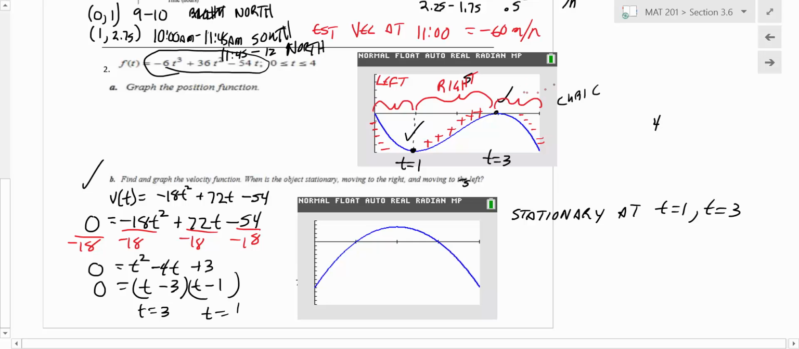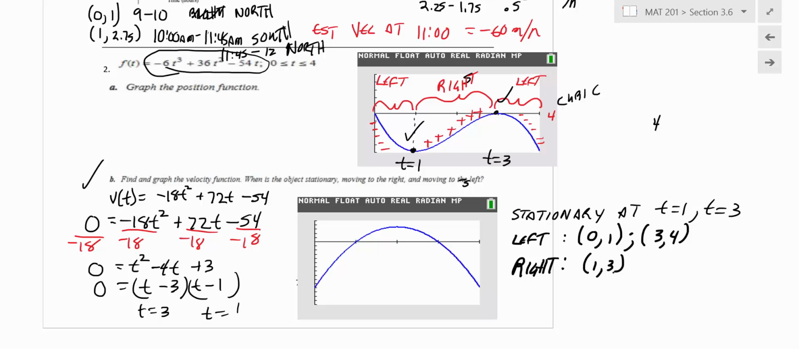So from there on, and this is going all the way to 4, you would be going back to the left. So what you would say on this, you can write this in intervals, and let's use open intervals. You'd be moving to the left from 0 to 1, and then again from 3 to 4. And then we'd be moving to the right from 1 to 3. Okay, so that's the analysis. That's just the concepts of how this applies to physics. Okay, has everybody got that okay?